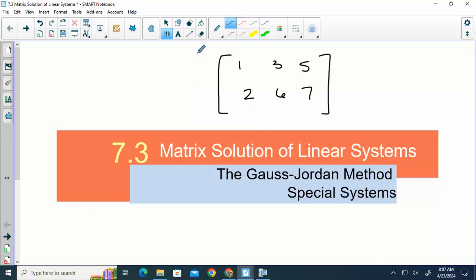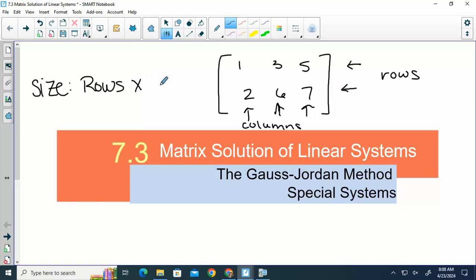So when we're looking at this, these are called columns. So the vertical ones are columns. Horizontal ones, what do you think those are called? Rows. If I ask you about the size of a matrix, you give me rows by columns. So the size of this matrix, how many rows do we have? 2. How many columns? 3. So this is a 2 by 3 matrix.